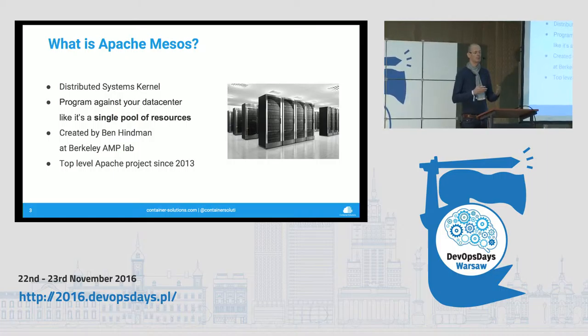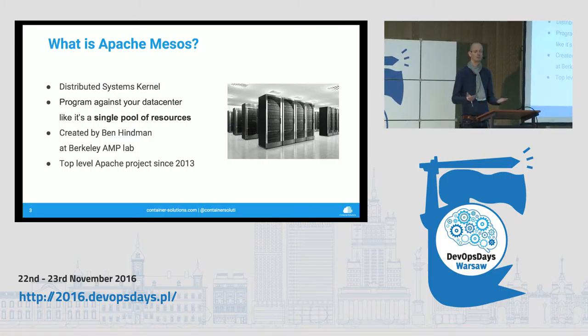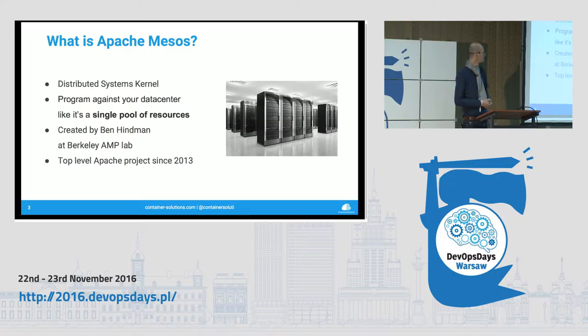So what is Apache Mesos? You can think of it as a distributed systems kernel that runs across a bunch of machines. So imagine you have a few racks like this where you can install Mesos on, and then you can use all those resources together as a single machine, single computer. So you can program against your data center as if it's a single machine.